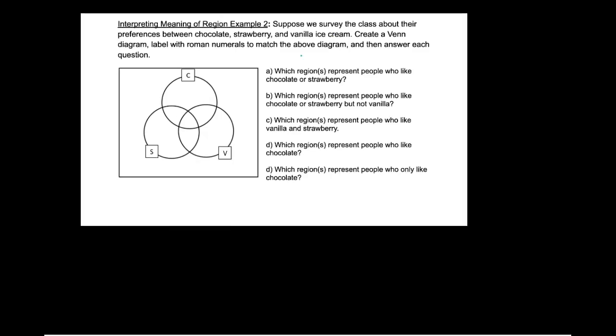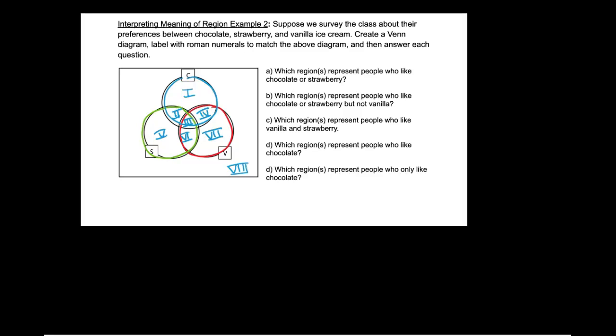We've got vanilla. We're going to create a Venn diagram, and I'm going to do what I did before and label each of these with a different color. Okay. And then I'm going to go ahead and label them with the Roman numerals. So 1, 2, 3, 4, 5, 6, 7, and then 8. Okay. And let's go through the questions.